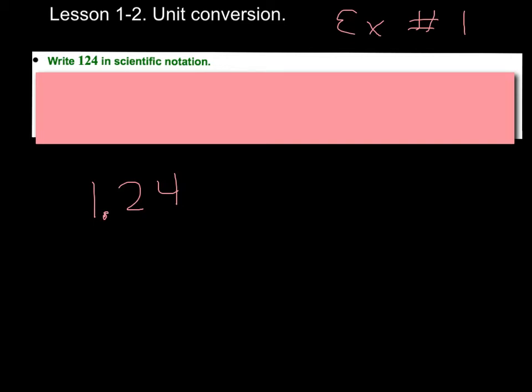Now, why should it be placed there, do you ask? Well, this beginning number here needs to be a number between 1 and under 10, so a little bit under 9.9999. You want it to be just a one digit number, so the decimal place usually goes after the first number you see. So 1.24, and then I need to multiply that by a 10.